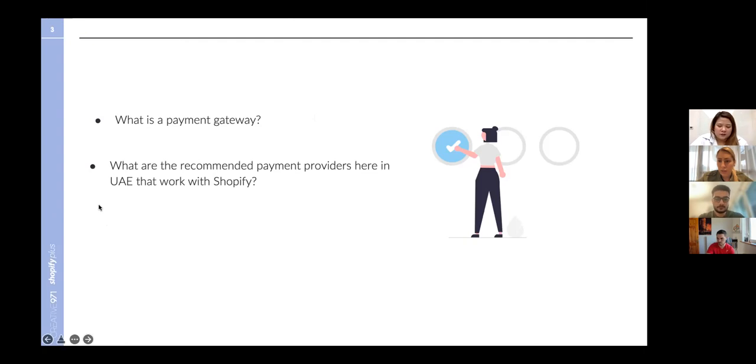So Mohammed asks, just want to understand, would there be any reason to use payment gateways like Stripe, PayTabs when Shopify payments becomes available? So Mohammed, yes, exactly. When Shopify payments become available, Shopify payments are powered by Stripe.